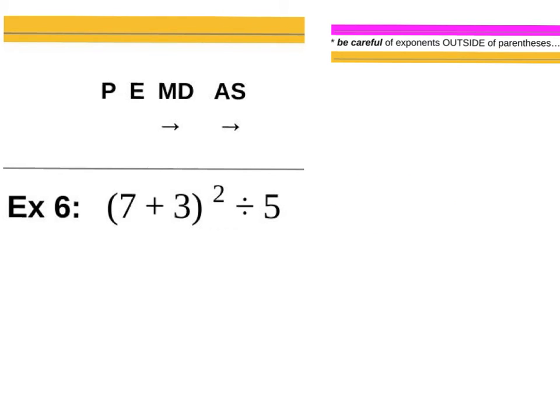Okay, let's see how you did. Step 1, parentheses. We've got to do everything inside the parentheses. So that's 7 plus 3. 7 plus 3 is 10. Going to write everything else exactly as it was.